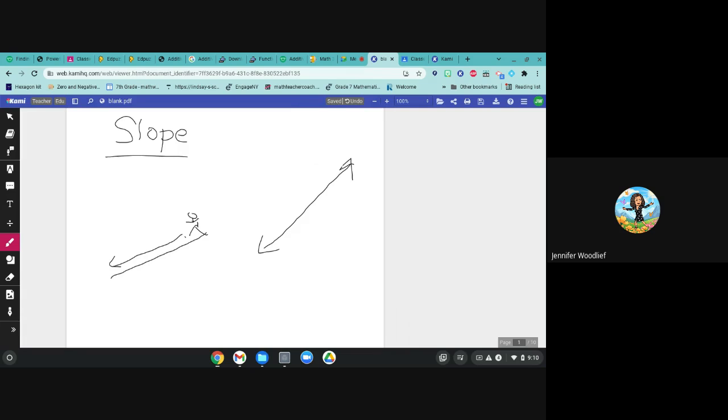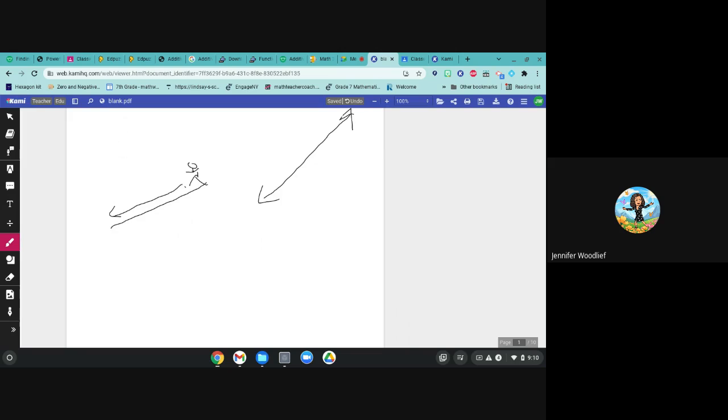Why would they like a steeper slope? More momentum. They're going to get going faster, okay? That's where, if you see them, they're jumping and all kinds of things. And so they like a steeper slope. That is what we're talking about when we talk about lines.